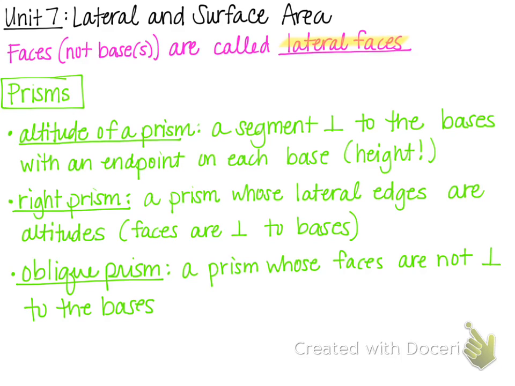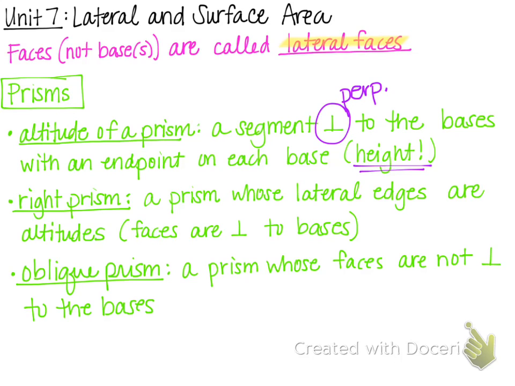So we're going to talk about prisms and cylinders today. We're going to do some more of this tomorrow. So let's talk about prisms first. Now, an altitude of a prism is a segment that is perpendicular, remember, that means perpendicular to the bases with an endpoint on each base. Guess what this is? This is the height of our prism.